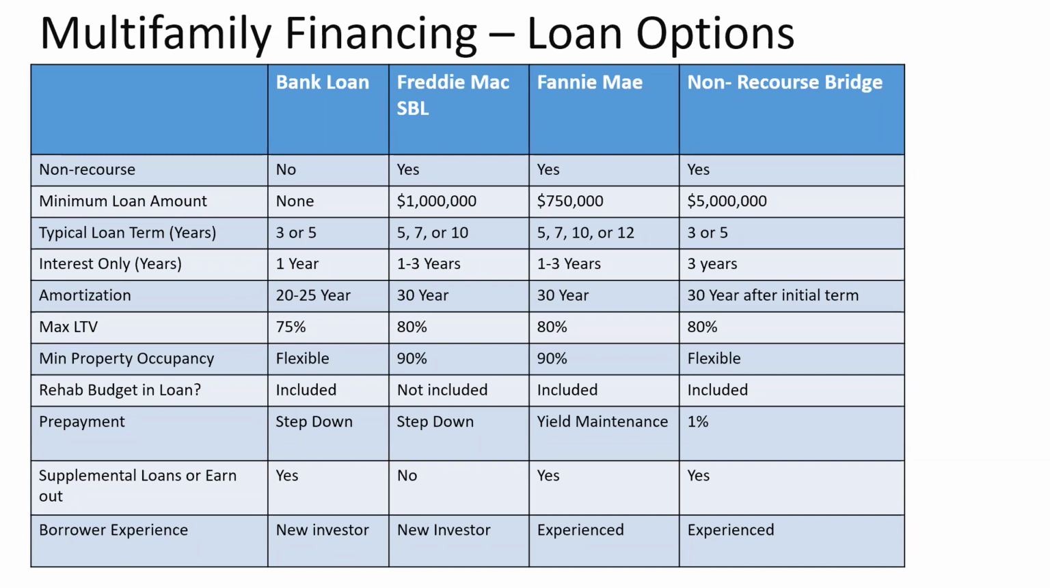And then the last column on the right, the non-recourse bridge, is for more experienced operators. $5 million is the typical loan amount, 3 to 5 years, 30-year amortization, though typically you're getting IO the whole time. It can go up to 80% loan to cost, it's flexible on occupancy, and you typically have 1% prepay. But the underwriting on those non-recourse bridges is typically for more experienced operators.